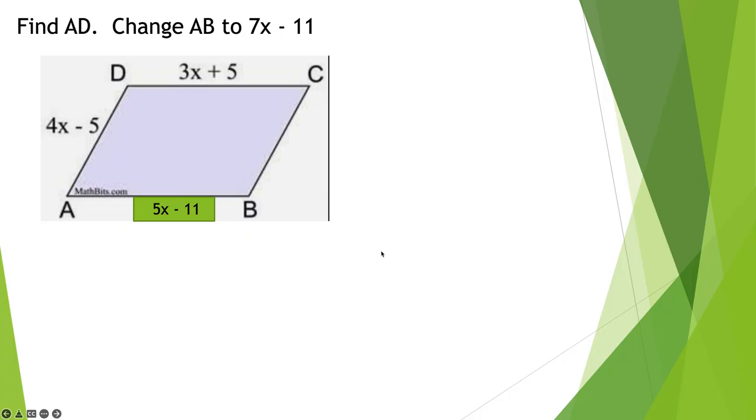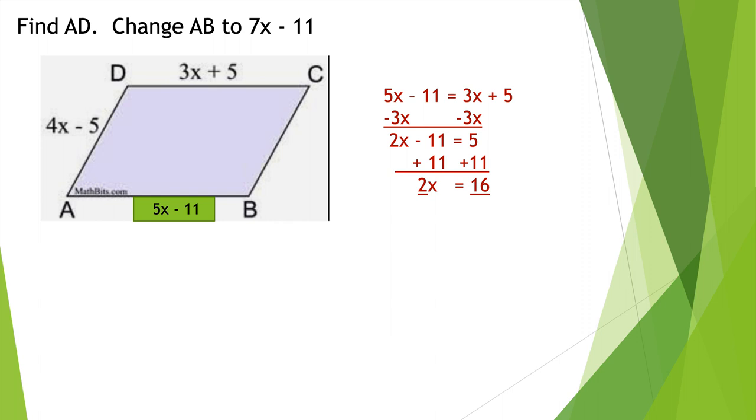Okay, find the value of x. Don't worry about changing to 7x minus 11. Just go by what the diagram says: 5x minus 11. Okay, so the opposite sides are congruent. So 5x minus 11 is 3x plus 5. Subtracting 3x from both sides, 2x minus 11 is 5. Adding 11, 2x is 16. Dividing by 2, x is 8. So they now want to find the value of AD, so I have to substitute that 8 back in for the x. So 4 times 8 is 32, minus 5 is 27.